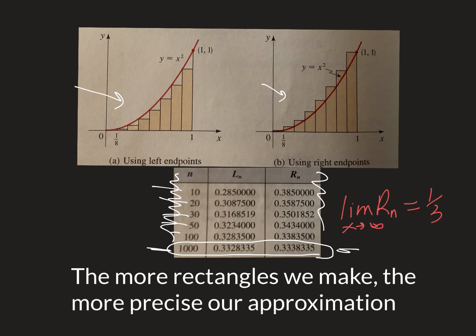So what we do then, because when it's so big and it's approaching point 33, we're going to use the limit of an infinite amount of rectangles, the area of an infinite number of rectangles, and say, well, that area of all those rectangles put together is 1/3. And so here's what we're going to say. The more rectangles we make, the more precise our approximation. So we're going to do a limit all the way to infinity to try to be as precise as we can be.